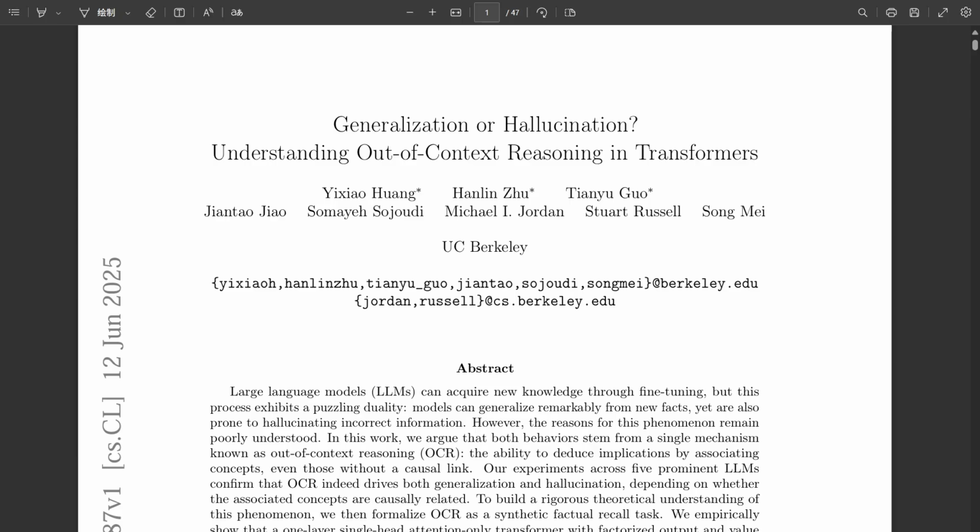Right. It's a real paradox, isn't it? A powerful superpower on one hand, and a frustrating Achilles heel on the other. Exactly, all rolled into one. And our mission today is to unpack the underlying mechanisms behind this puzzling duality.